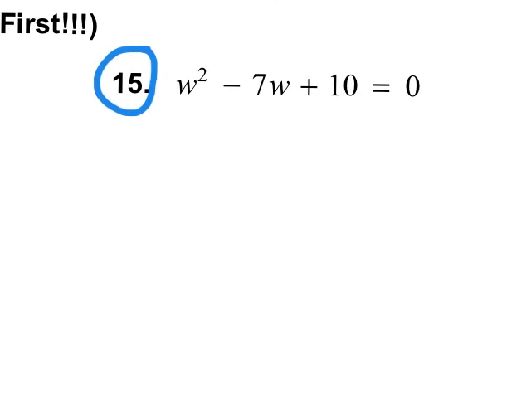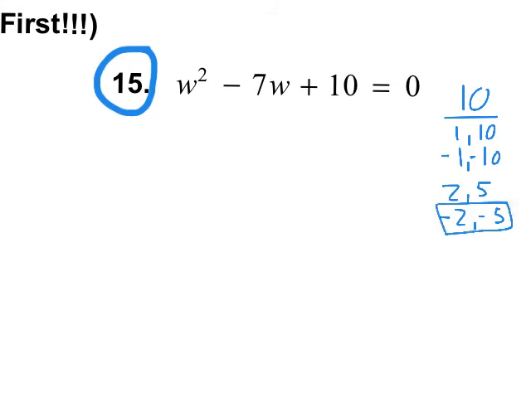Okay, so for number 15, I check for a GCF, and there is not one. So I pull out my C and say what factors of that are going to add to negative 7. So 10 is fairly simple. I can have 1 and 10, negative 1 and negative 10. Neither of those add to 7. I could have 2 and 5, or negative 2 and negative 5, and there is my pair that adds to negative 7. So it's going to be 2 sets of parentheses.